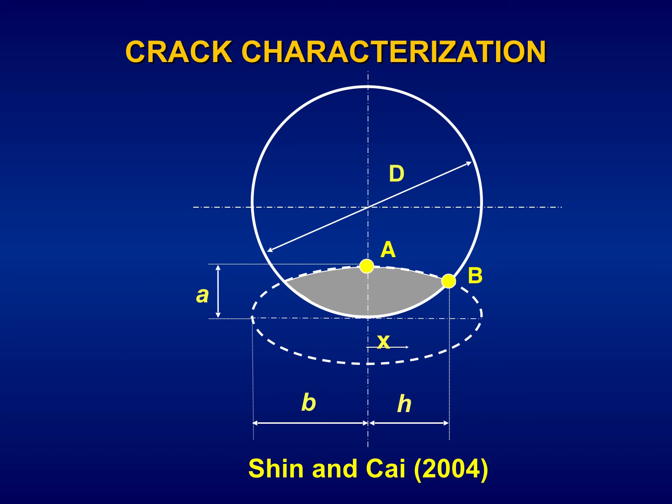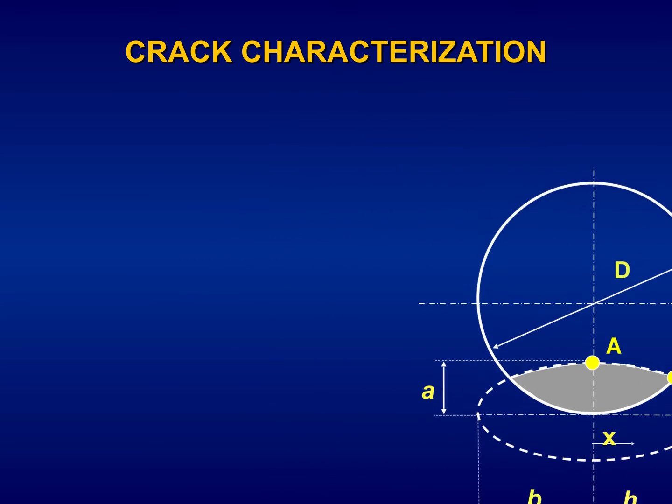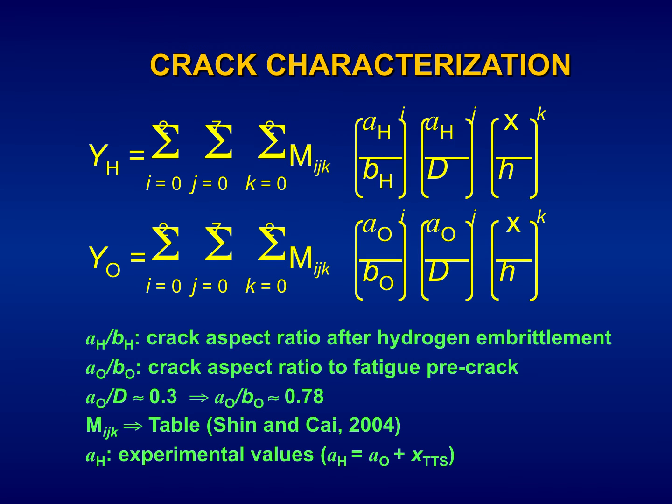and the two parameters defining the crack geometry and crack aspect ratio: the crack depth A, minor axis, and the other axis of the ellipse B. We have this distance H and the position X of any point at the crack line. We use the Shin and Chi expression of the stress intensity factor. Then with this expression by Shin and Chi, we obtain these equations.